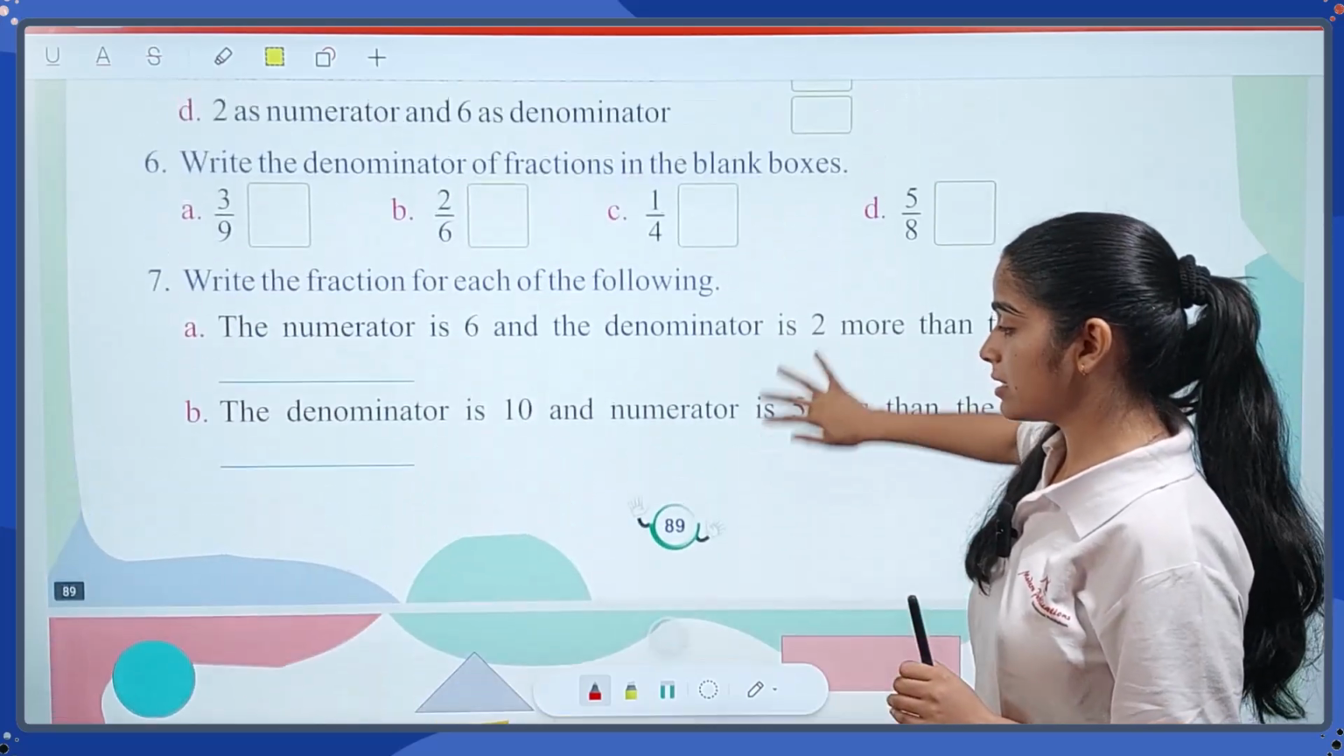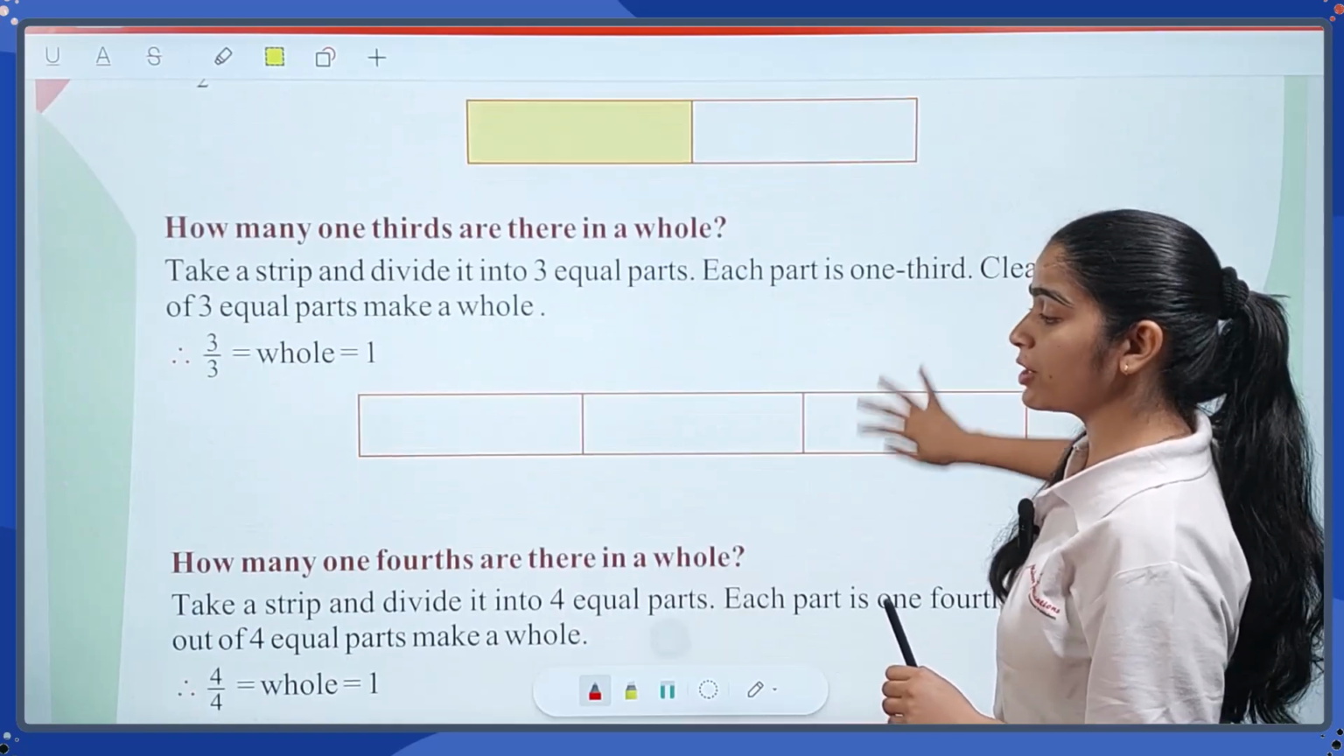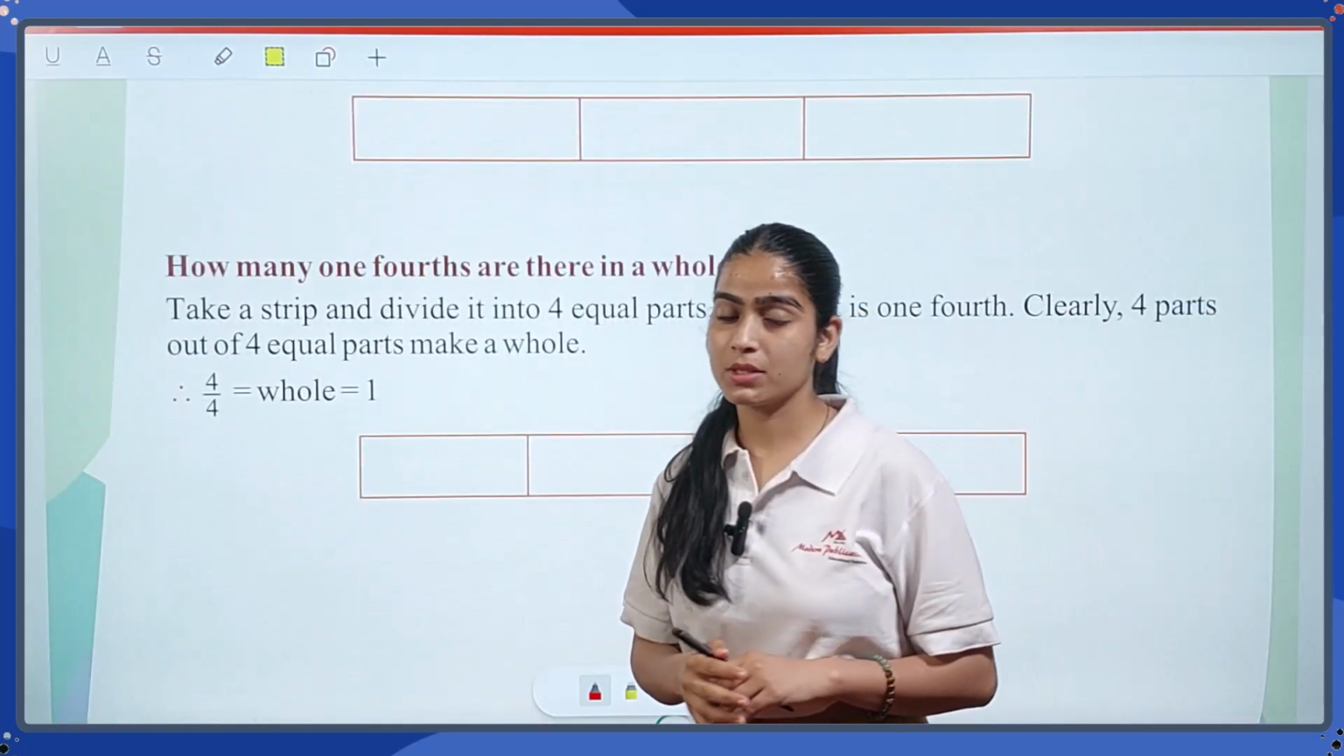After this, you have your mathematics lab activity which you have to perform in your maths lab. After this, your chapter ends here.